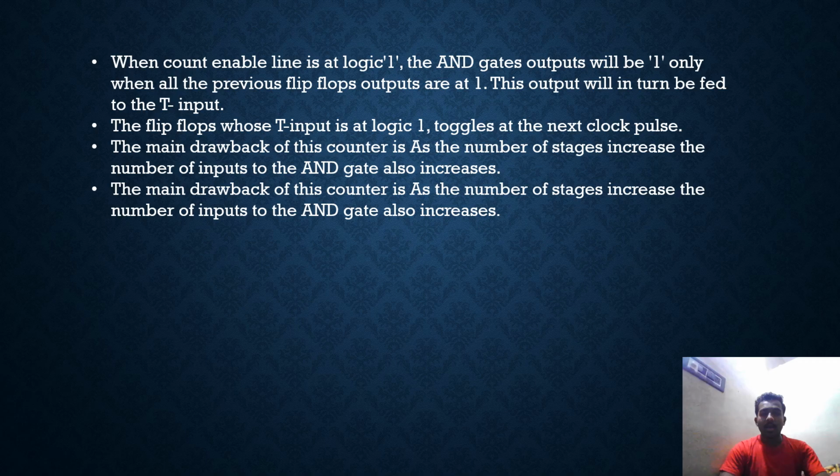When the count enable line is logic 1, the AND gate output will be 1 only when all previous flip-flop outputs are 1, and this output in turn is fed to the T input. The flip-flop whose T input is a logical one toggles at the next clock pulse. The main drawback of this counter is that as the number of stages increases, the number of inputs to the AND gate also increases.